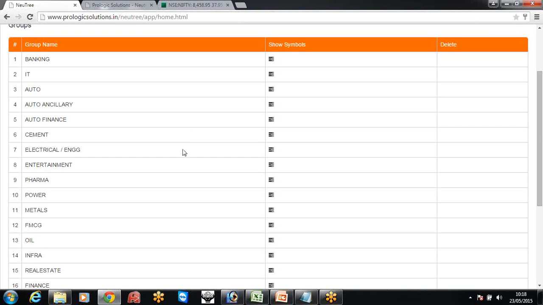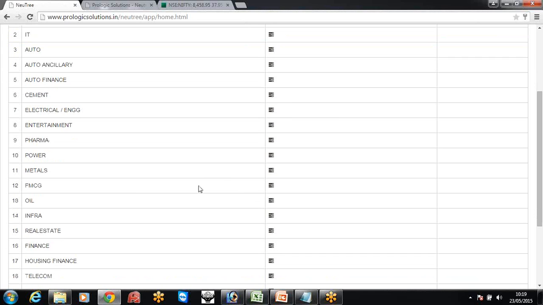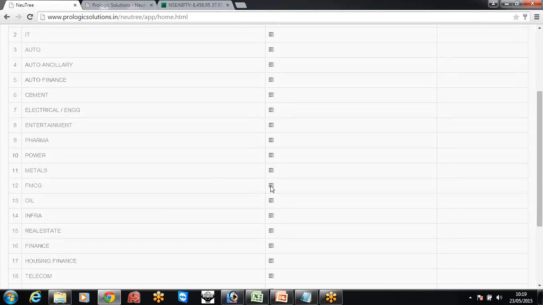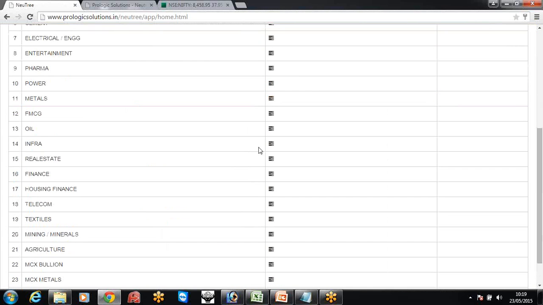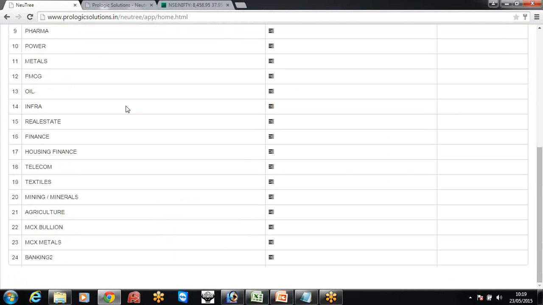Now we have cement, we have electrical and engineering, we have entertainment, we have pharma, power, metals, FMCG. So these are the scripts that we have in FMCG: Bata, Colgate Palmolive, Dabur, HUL, ITC, Jubilant Food, McLeod, UBL, Godrej, Asian Paint, and Titan. So the scripts we have are the scripts which are present in the F&O segment only. So we have other things like metals, oil, infra, real estate, finance, housing finance.